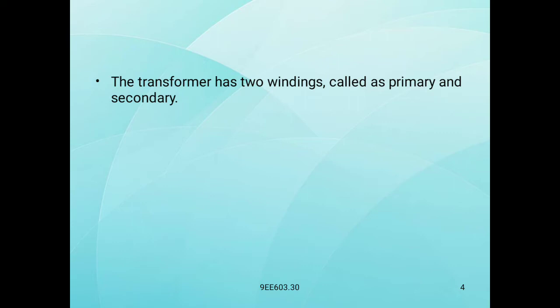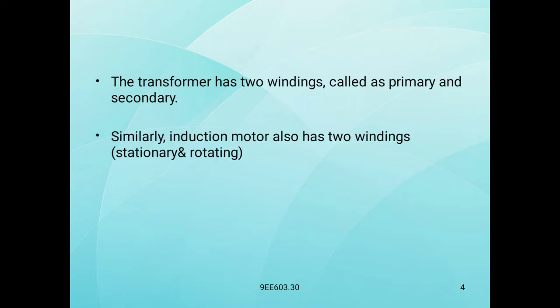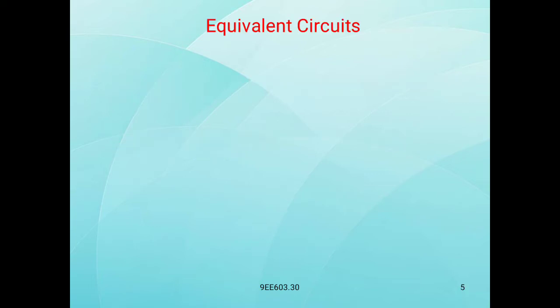The transformer has two windings called primary and secondary. Similarly, an induction motor also has two windings, stationary and rotating parts. Those are stator and rotor windings.